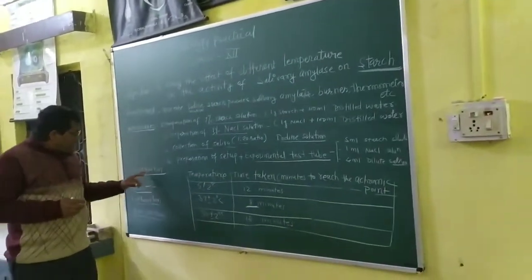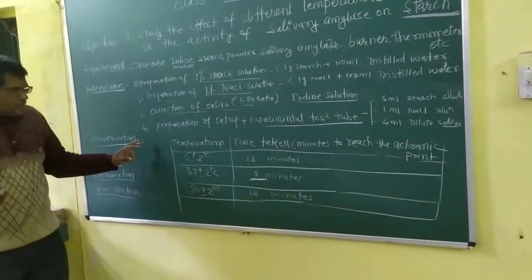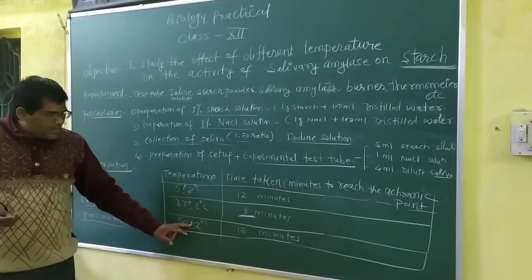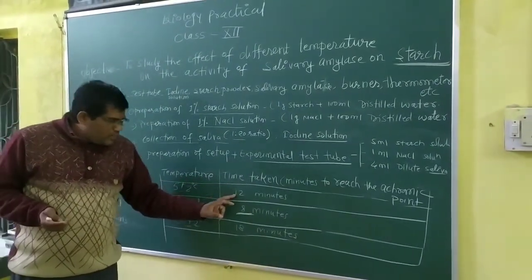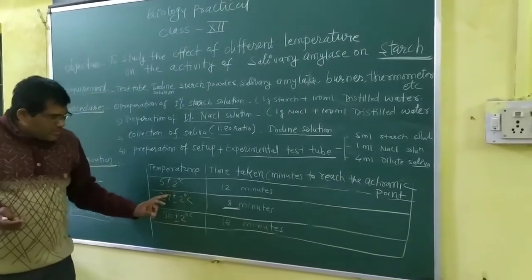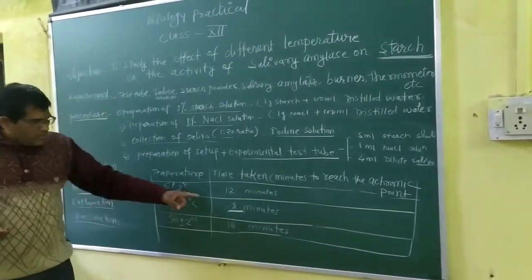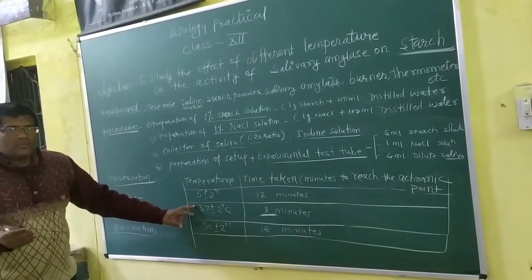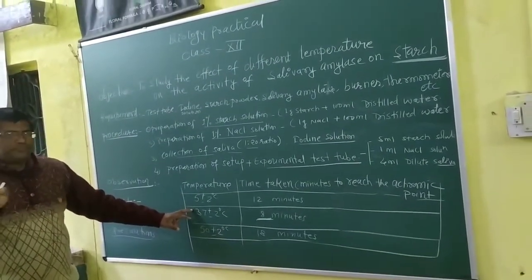So this is the observation. So what to write in the observation? Temperature 5 degree, 37 degree, 50 degree plus minus 2. Time taken: here 12 minutes comes, here 8 minutes comes, and here 18 minutes. So less time is consumed. Now let's discuss the explanation, children.